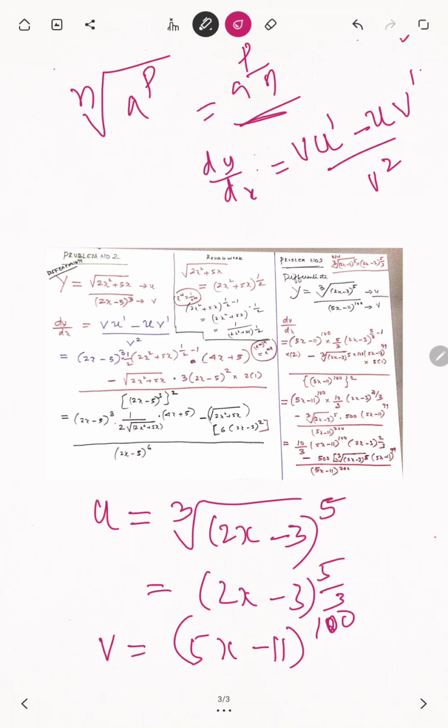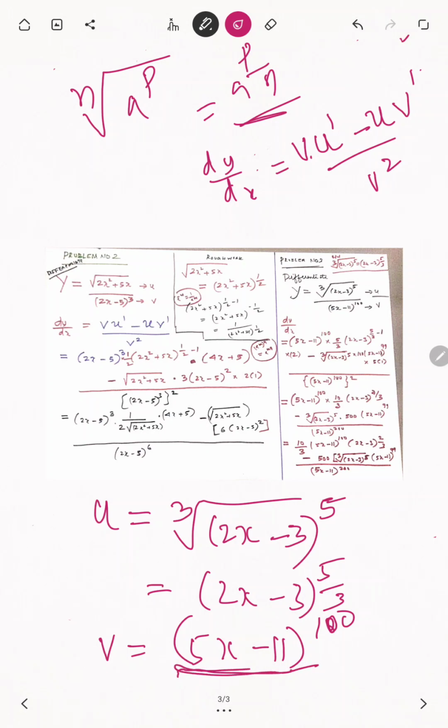Now we need to differentiate (cube root of (2x minus 3) whole power 5) divided by (5x minus 11) whole power 100. That is u and this is v. Same formula we apply: (vu' minus uv')/v². Okay, fine. Here, v is there. You come here, where is v? (5x minus 11) whole power 100. Should be very careful in telling.